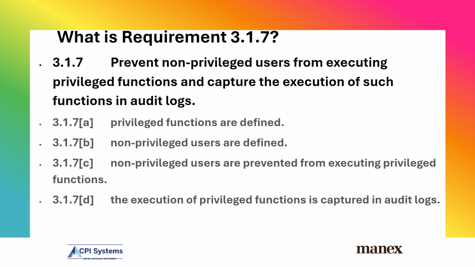What is Requirement 3.1.7? Prevent non-privileged users from executing privileged functions. This part of the requirement means that only authorized personnel can perform privileged operations, such as system-wide changes or user management. The second part of the requirement says to capture the execution of privileged functions in audit logs. Essentially, every action by privileged accounts must be recorded in audit logs for accountability.